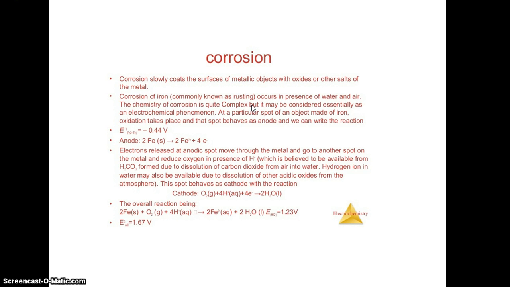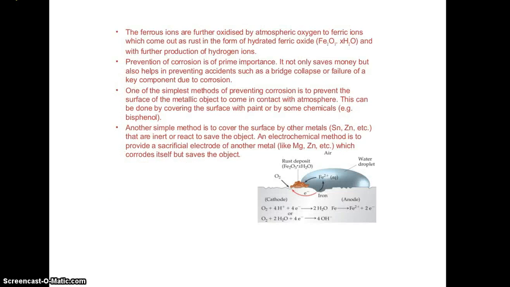Next one is corrosion. You are already familiar with the term corrosion. What is corrosion? It means the degradation of iron when in contact with the environment. Corrosion of iron is generally known as rusting, and it takes place mainly in the presence of water as well as air. We can prevent corrosion by various methods like coating with other metals, or the galvanization process, or painting.